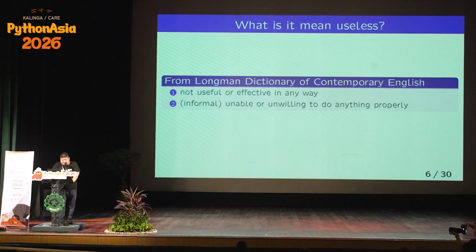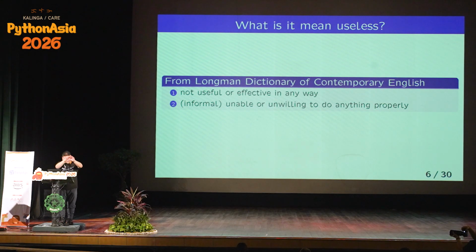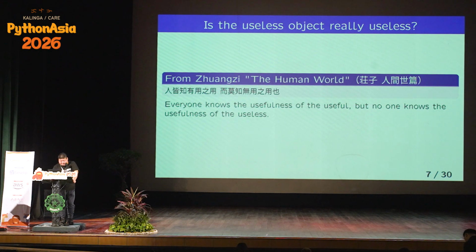They look normal. They have the right methods. They pass type checks, but they don't work properly. For example, imagine a container. You put spam inside the container. Then you ask, is spam in the container? And the container says no. That's a useless object.